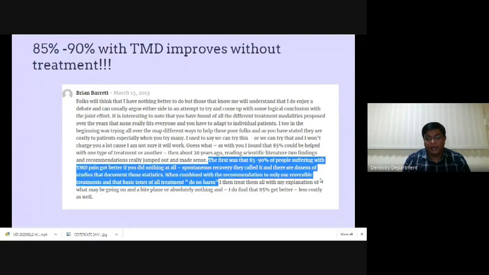The first was that 85% to 90% of people suffering with TMD pain got better if you did nothing at all. They called it spontaneous recovery, and there are dozens of studies that document those statistics. When we combined the recommendation to use only reversible treatments, the basic tenet of all treatment is, as we discussed before, do no harm. So 85 to 90% of TMD improves without treatment.